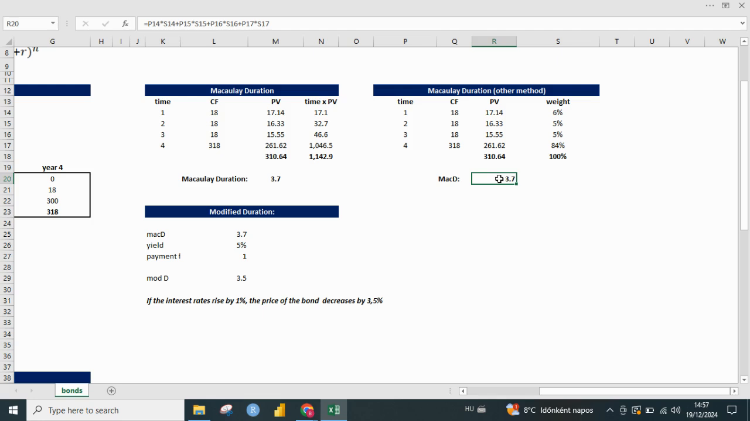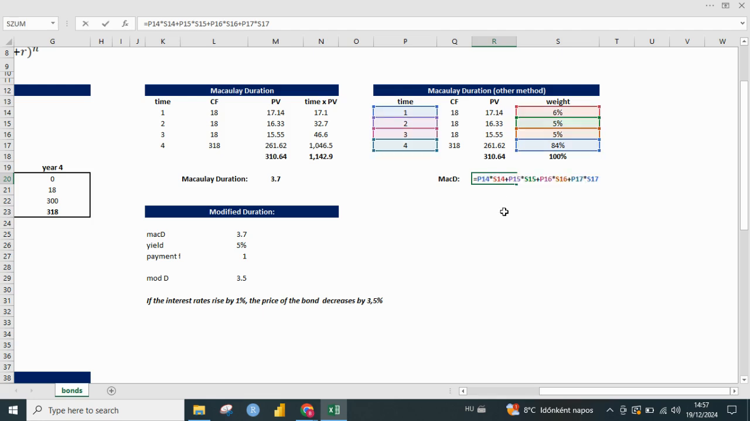And let's see how it looks. If you double click into the final result, we see that it actually looks a bit confusing, but it's not at all. It's very easy. We just multiply the time with the weight of the certain year. So P14 by S14, so it's very easy.